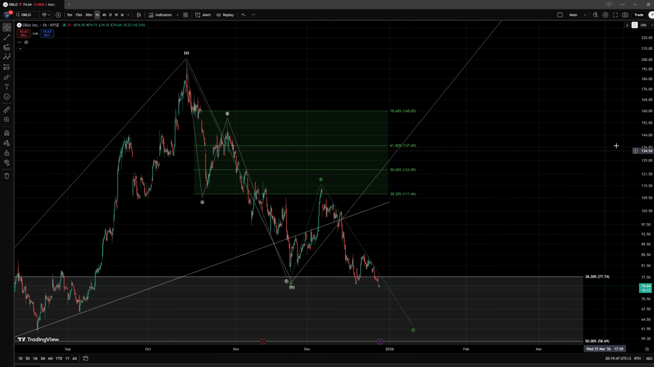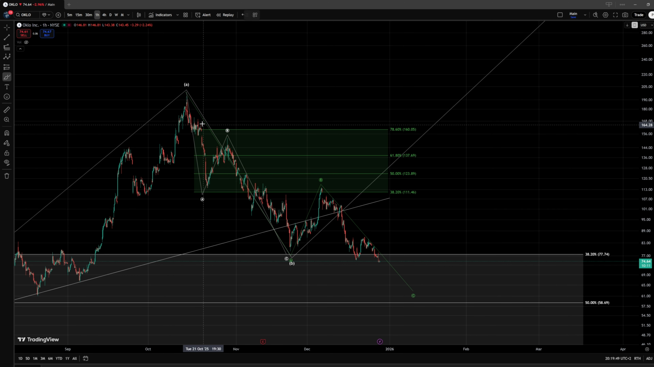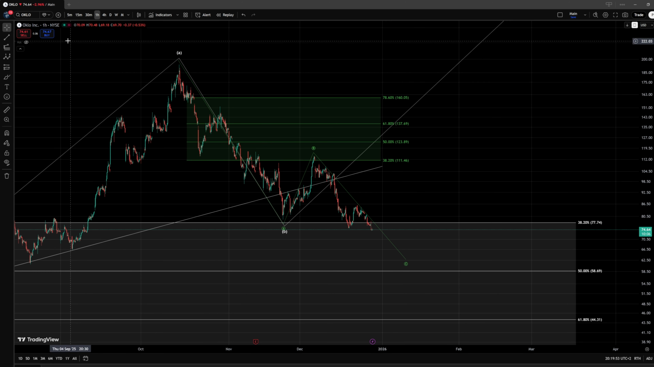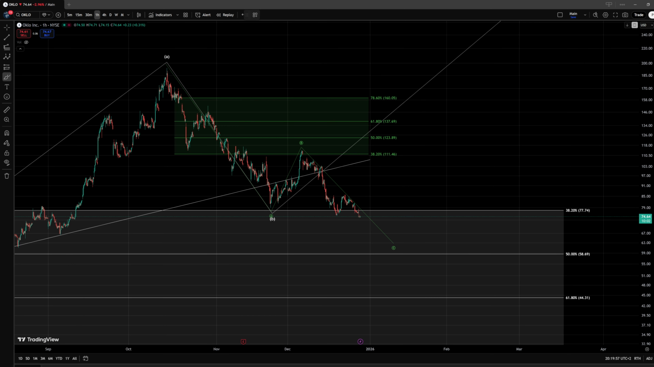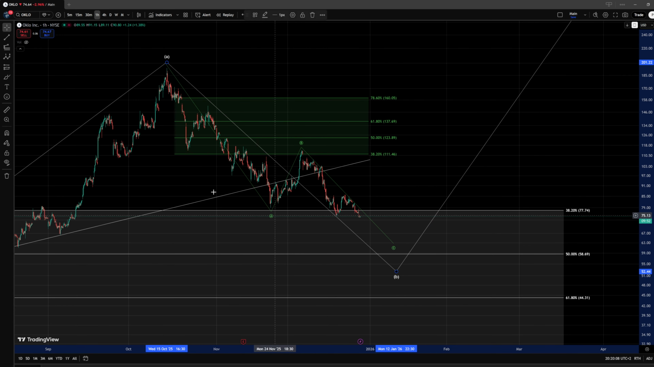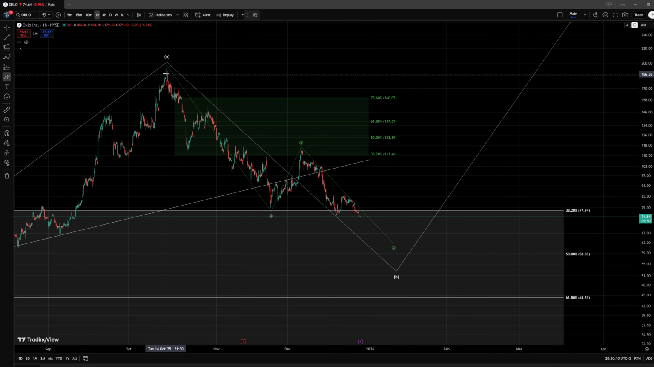Now, I want to make it very clear, this is not the only structure that can work out to the downside. The green interpretation is not the only movement that can work out, but it is probably one of my preferred interpretations, one of my preferred scenarios for this larger wave B in white, and we are going to focus still on this scenario until we get further evidence that we should be tracking a different structure.